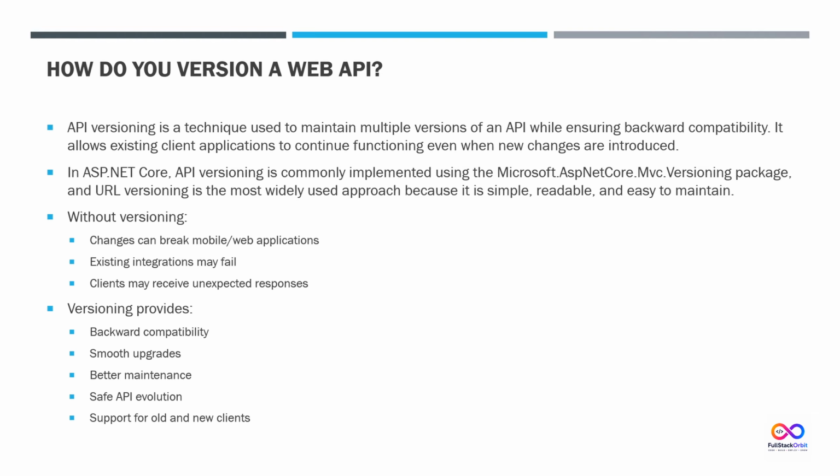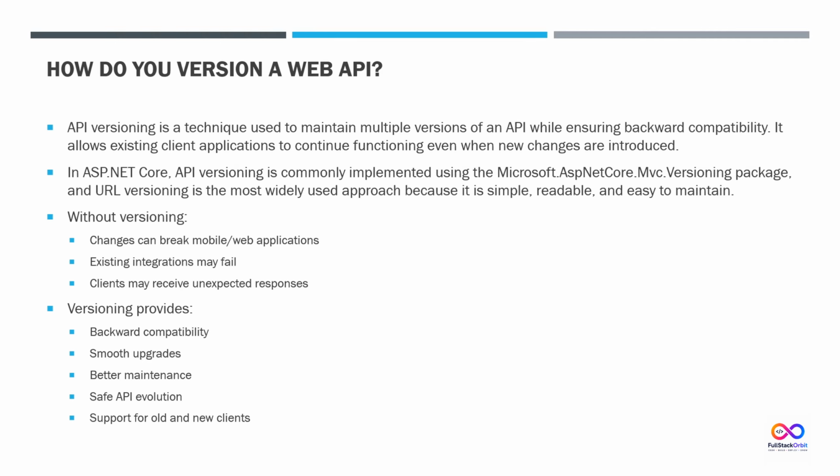API versioning is a technique used to maintain multiple versions of an API while ensuring backward compatibility. In simple words, when we release a new version of an API, existing client applications should continue working without any changes. Instead of modifying the existing API and breaking the client application, we create a new version while keeping the old version available. This allows both old and new clients to use the API simultaneously.